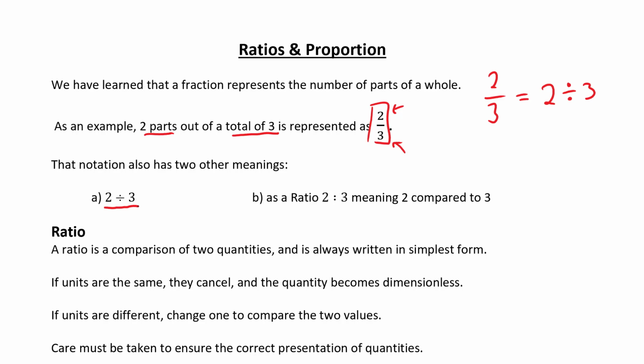But it can also represent a ratio. A ratio of 2 compared to 3. This is our ratio symbol here, meaning 2 compared to 3. So that's what we're going to be talking about today, is ratios.